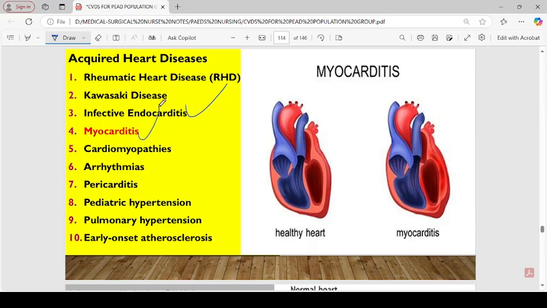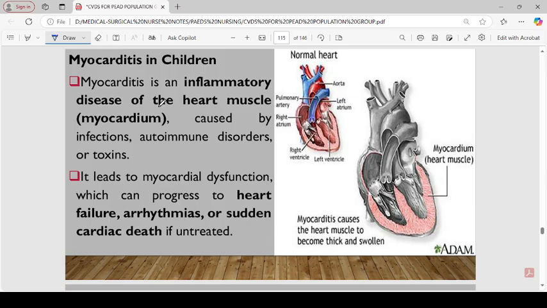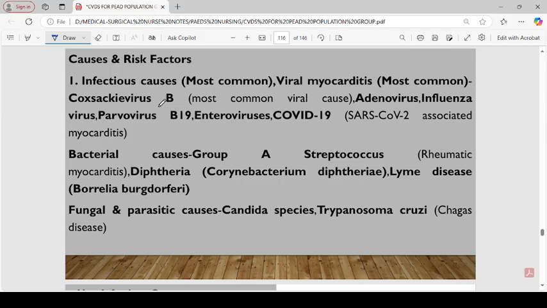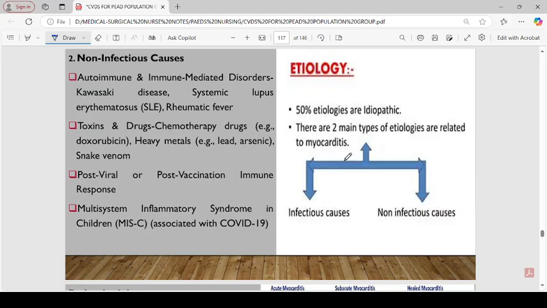So the next condition is myocarditis. Myocarditis is an inflammatory disease of the heart muscle, myocardium, right? The infectious causes, the most common one, we have viral myocarditis, which is the most common. The Coxsackie virus is the most common viral cause. For the bacterial causes, we have group A streptococcus, diphtheria, Lyme, and Borrelia. Fungal and parasitic causes could include Candida species and Trypanosoma cruzi, the one that is found in Chagas disease.